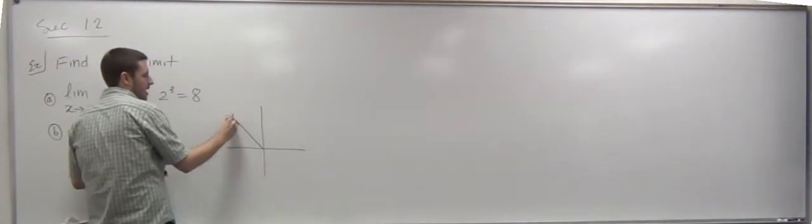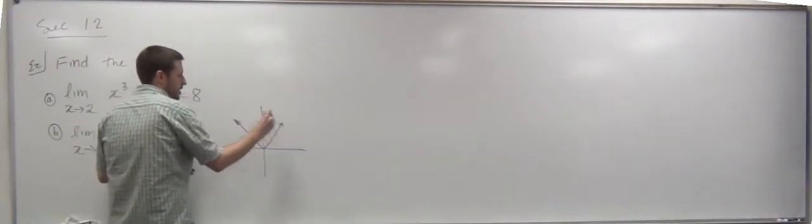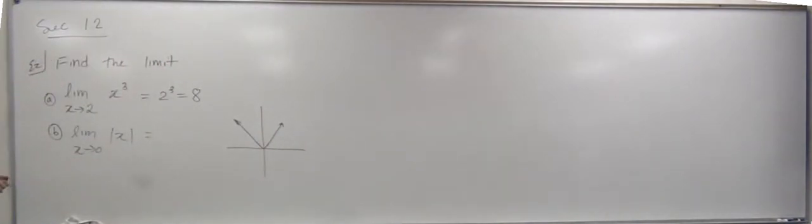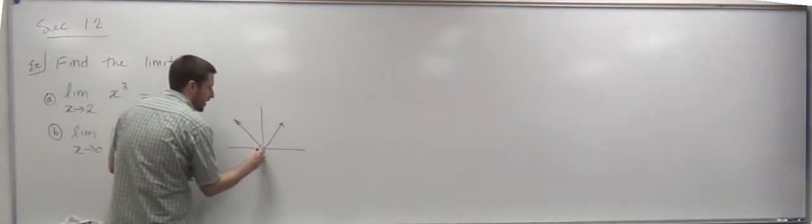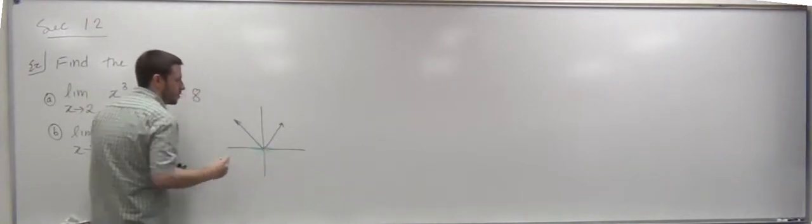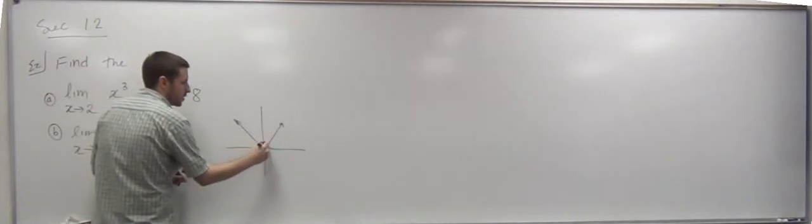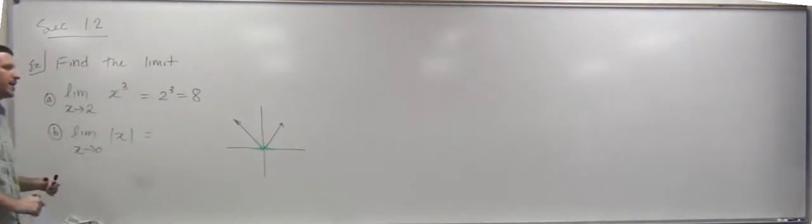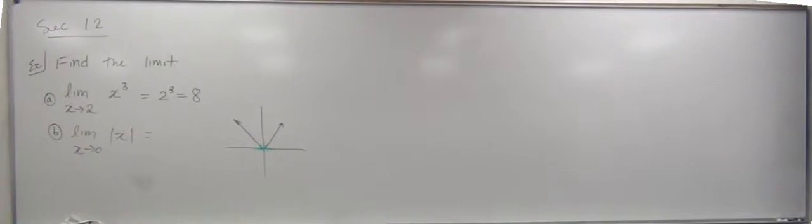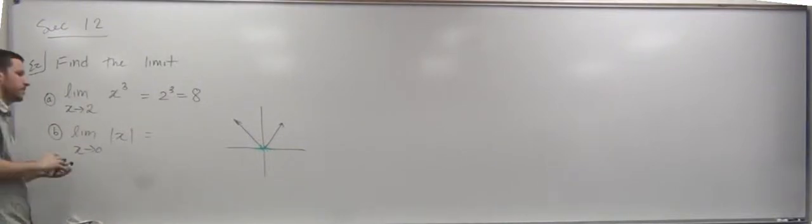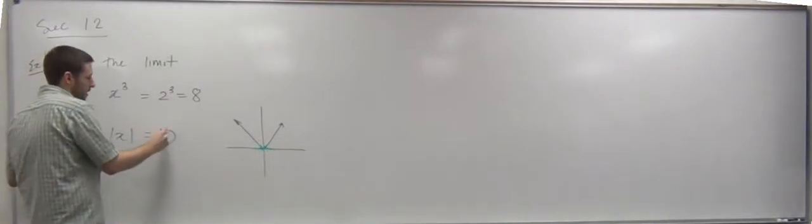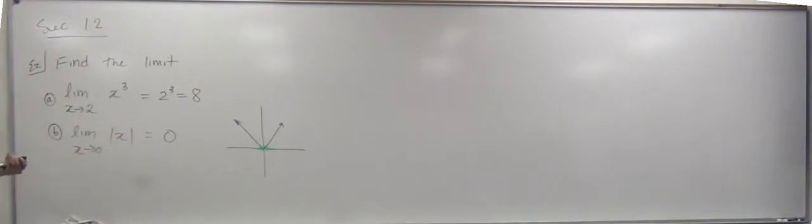The way absolute value of x looks, it's a V. And as x goes to 0, so as your x values are getting closer and closer to 0, you want to know what happens on the function. Where are the y values going? The y values are going to 0. Or another way is, well, you can just plug it in. There's no problem.